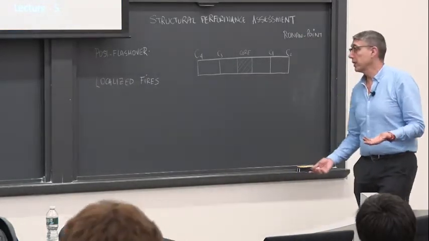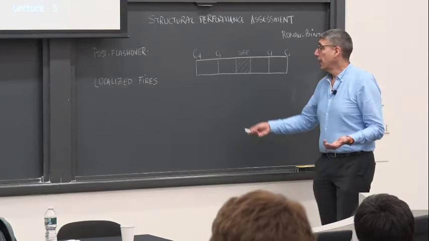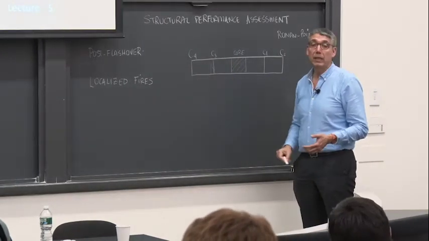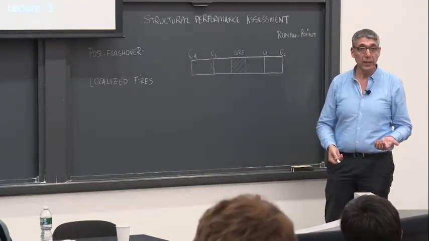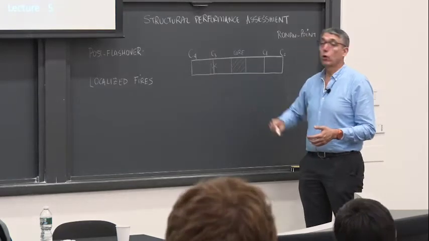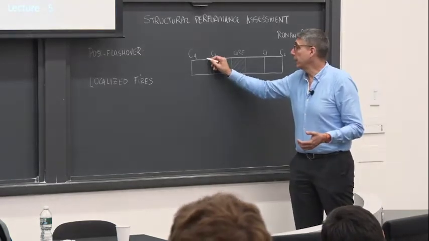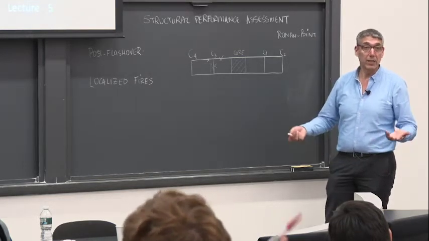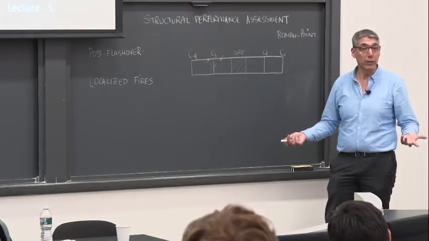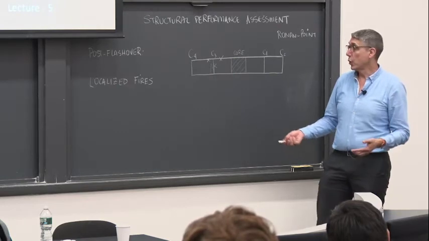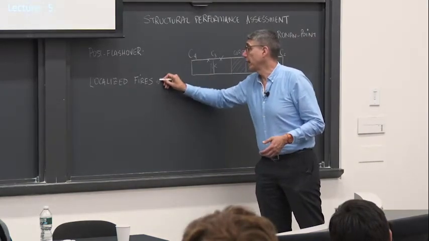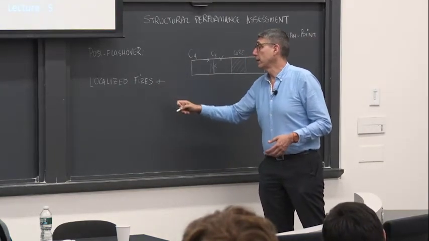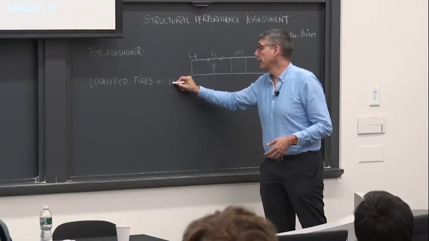So if I'm going to address the concept of localized fires, and I'm going to have a fire that is going to eliminate column C3, what I'm going to do is eliminate column C3 and maybe eliminate this beam and certain beams in here, okay, and basically check if the structure can redistribute the loads. Okay, so localized fires are very easily taken out of the picture by doing an elimination analysis.